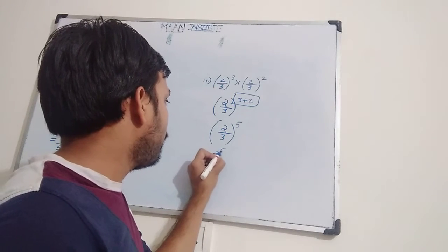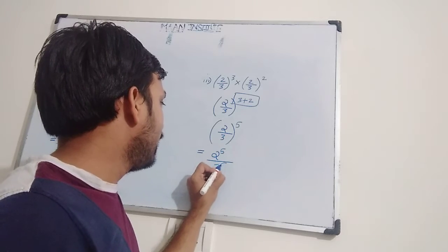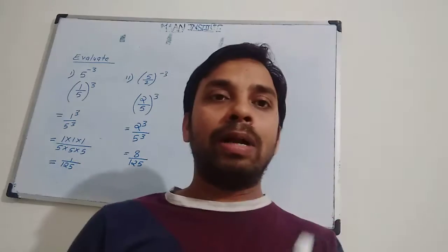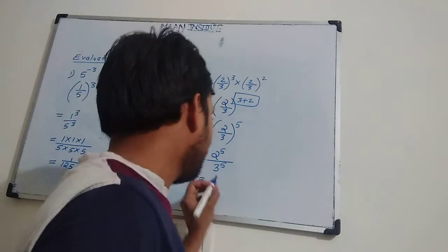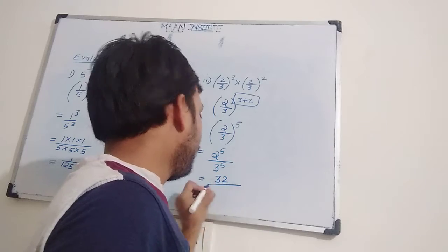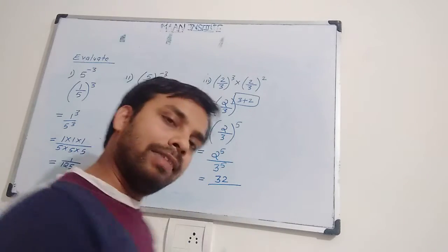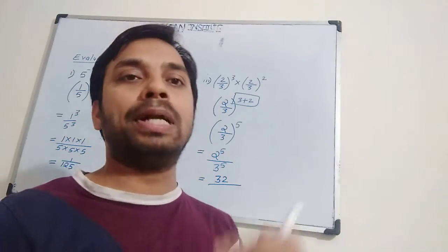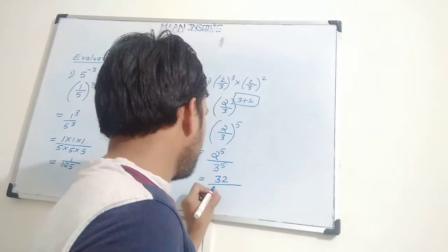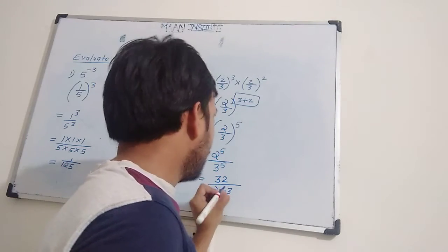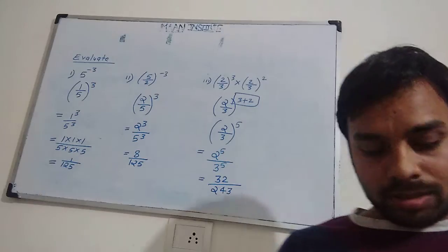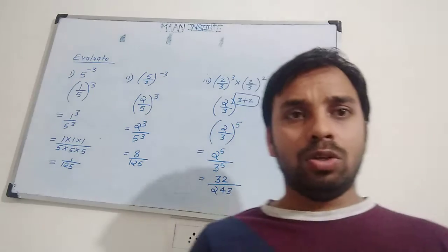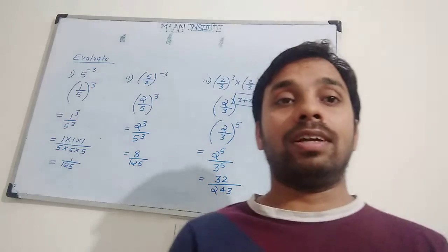So it becomes 2 to the power 5 and 3 to the power 5. Again calculate this. 2 to the power 5 means 2 multiplied by 2 up to 5 times. So it becomes 32. When you calculate, you will get 32. It is very easy. 3 to the power 5, just calculate 3 multiplied by 3 up to 5 times. So it becomes 243. So these were the 3 questions we have seen here. We will take some more questions so that you understand in a better way.